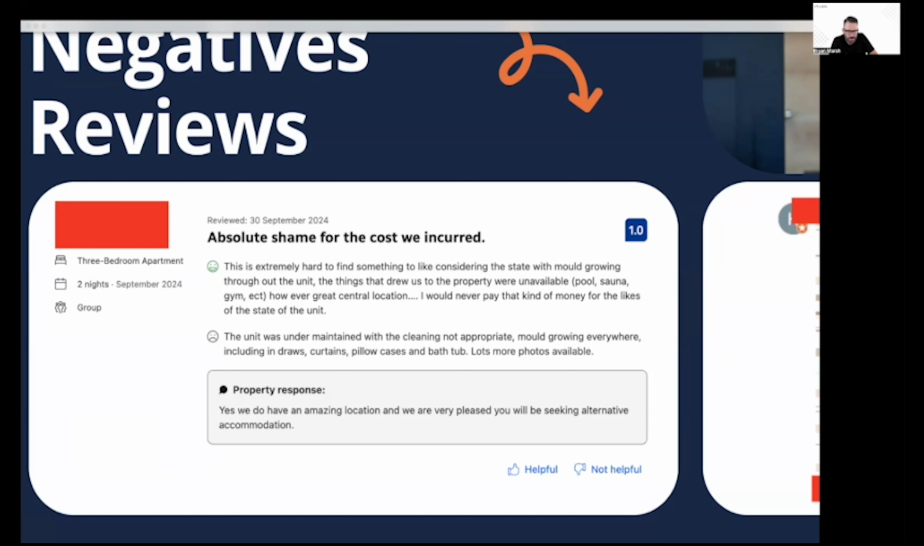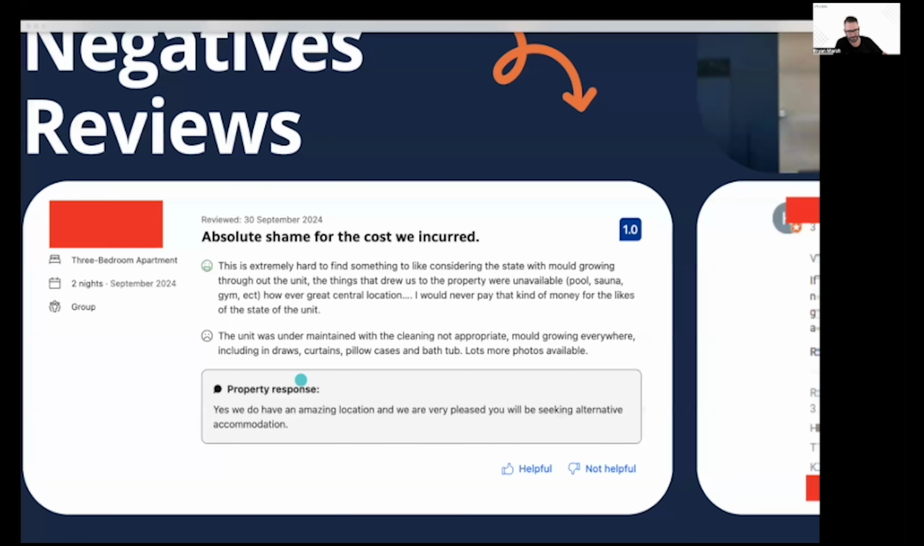The response from the property, the worst thing you can do: Yes, we do have an amazing location, and we are very pleased you will be seeking alternative accommodation, not a positive review. Sometimes I understand it's hard to be unemotional when responding to reviews. This highlights sometimes it's better to have somebody else to handle the reviews.